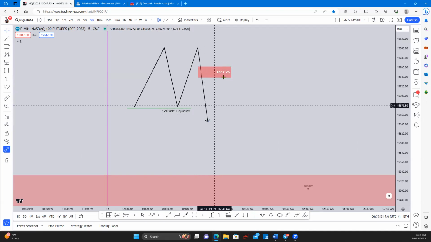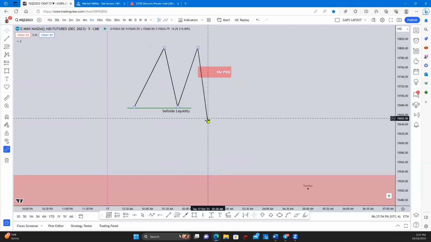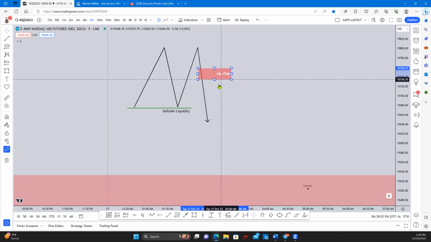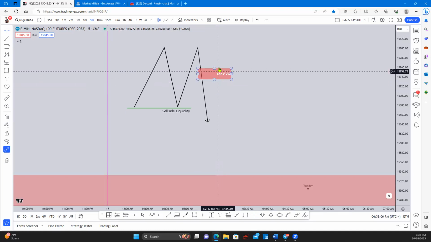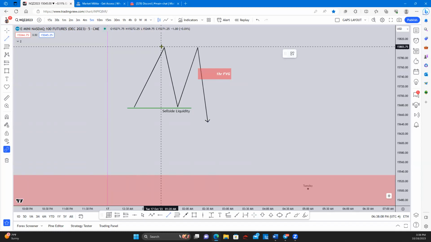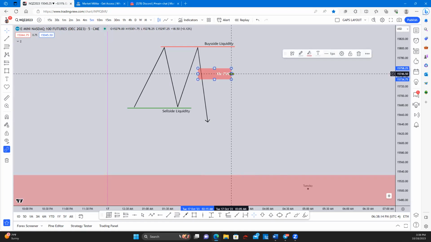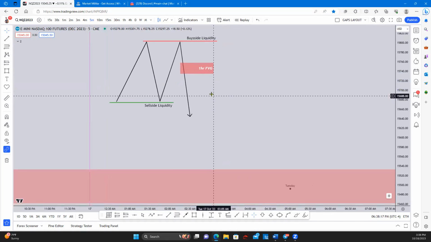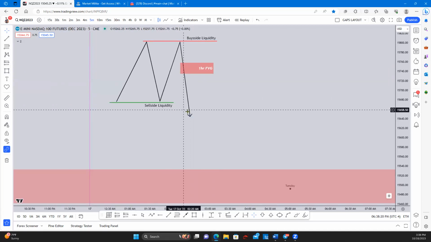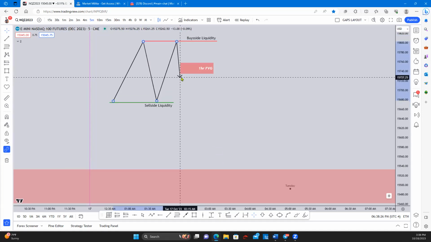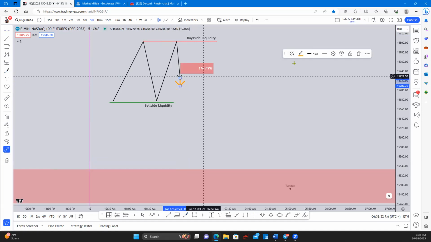Where is price going to want to reprice to? A premium, since we're in a discount, taking out sell side. So more than likely, price is going to want to run back to a PD array or liquidity, like buy side liquidity up here. So this would be like your buy side, but your first draw might be maybe some relative equal highs in here.